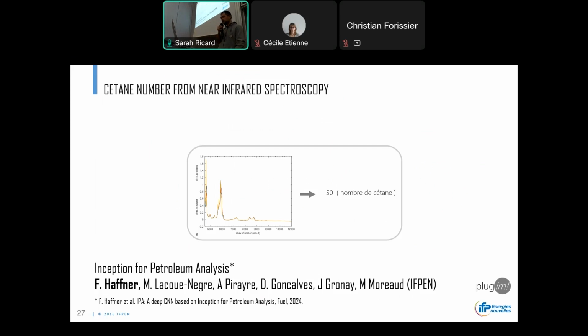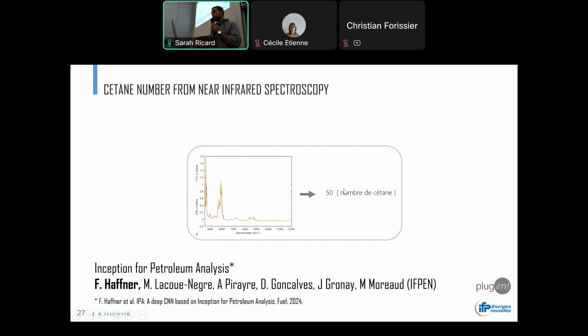Another example done at IFPEN is another work by another PhD student, Florent Hafner, under my supervision. He works at IFPEN. He used CNN to estimate a property from a signal. Here he used a signal obtained from near-infrared spectroscopy. It's this kind of data. It's not an image anymore, it's only signals. And he estimates from this data a property that we call the cetane number.